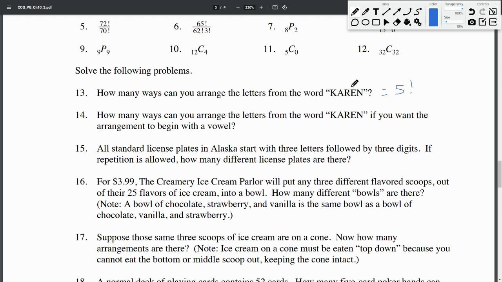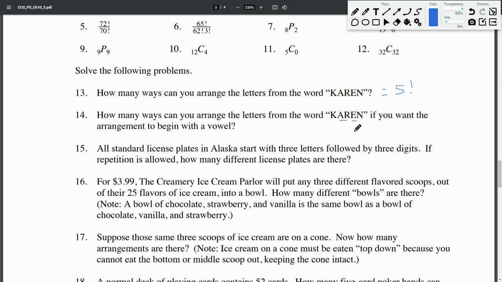Because each letter has a possibility of being the first letter and being the second letter and third letter and fourth letter and fifth letter. So there's a lot of potential there. But 14 is a little different because they have a condition. How many ways can you rearrange the letters of the word Karen if you want the arrangement to begin with a vowel? How many vowels are there? There's A, there's E.